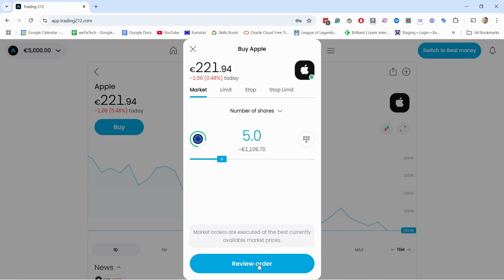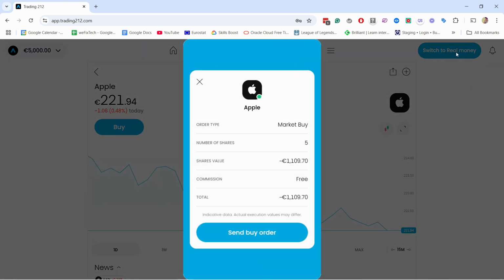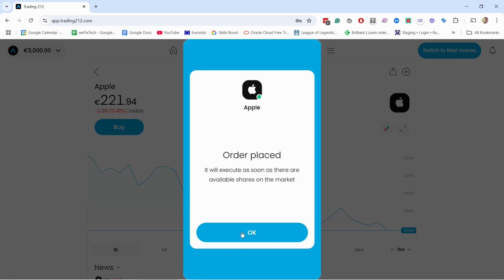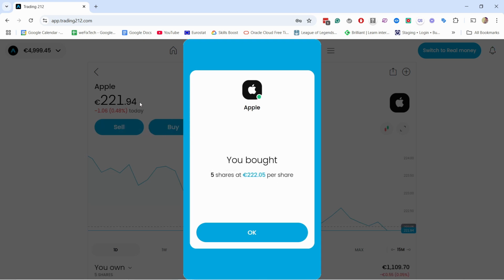And if I click on this now, and I'm not actually using real money on Trading 212, you can have practice. So if I just buy it now, you can see that it will send the buy order immediately. You see, order placed, pay attention, 221.94. And if you see here, the fill price was actually 222.05. So that's about 15 cents more than what it was showing on my screen before. But it got executed almost immediately.